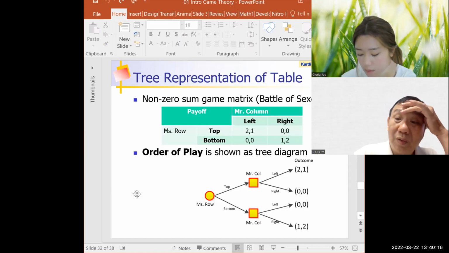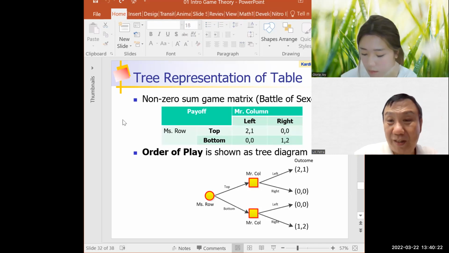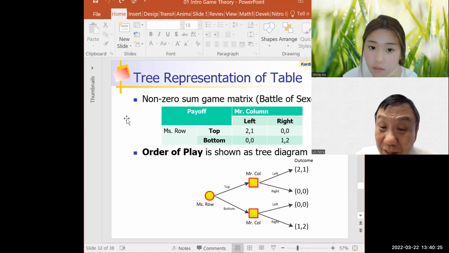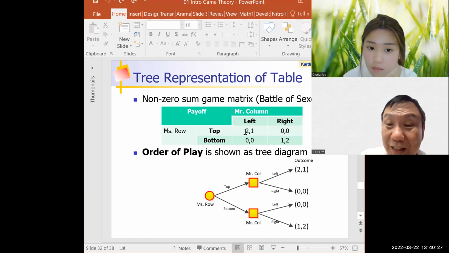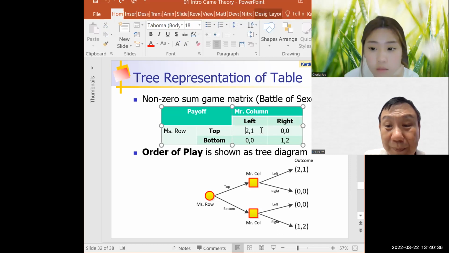Okay, so now suppose this is the game called Battle of the Sexes. Later on when we discuss it, I will discuss the story. But at this point, just look at the numbers. Okay, so this is a non-zero-sum game. Why? Look, the numbers are not the same, right?